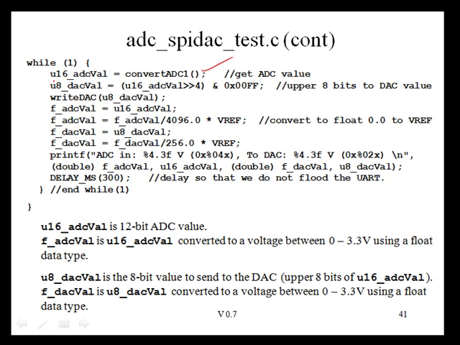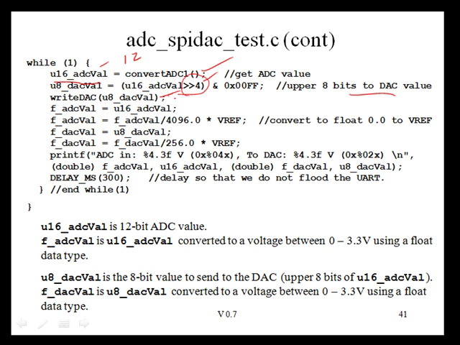We're going to store that in this variable called U16 ADC val. We then want to convert this 12-bit value to an 8-bit value that we're going to want to write to the DAC. We do this by shifting it to the right by 4. That's going to throw away the 4 least significant bits, leaving us with the 8 most significant bits that we're going to then use to write to the DAC. At that point, we'll write that value to the DAC.